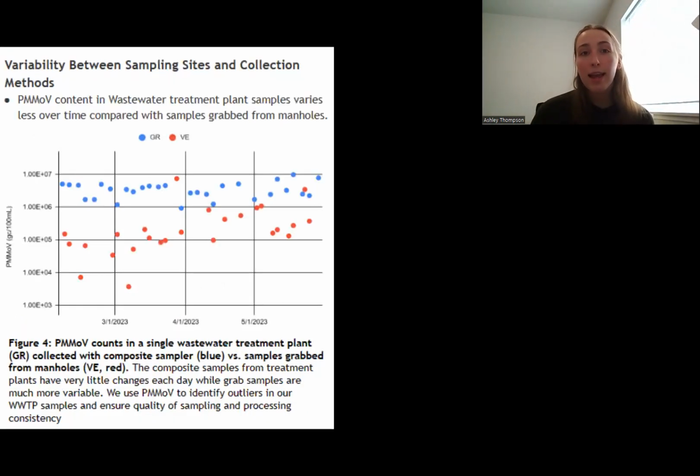However, when you compare a wastewater treatment plant like GR in blue with samples grabbed from manholes like site VE in the red, you see a huge difference. While with GR, you are seeing that stable PMMoV count over time, with site VE, you are seeing values all over the place on what that PMMoV content is going to be within a sample, making grab sites less predictable on what their fecal content should be.